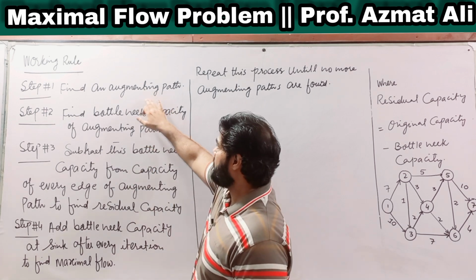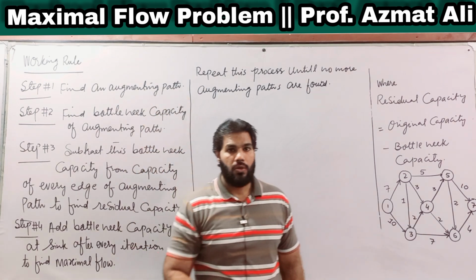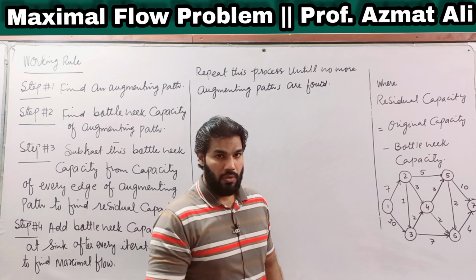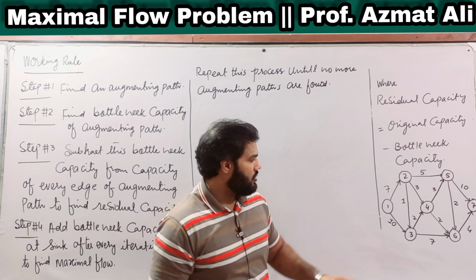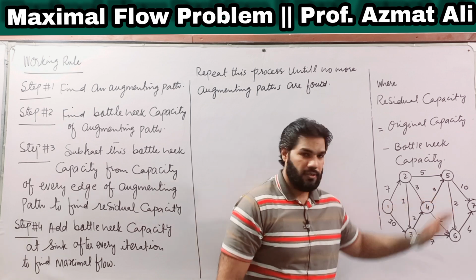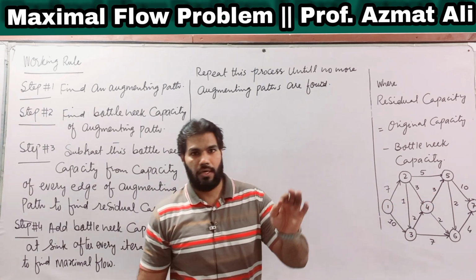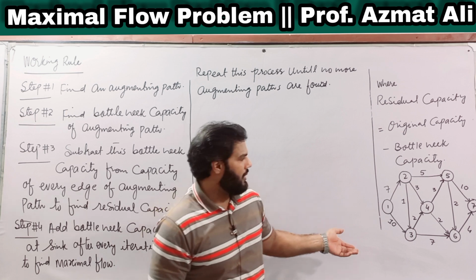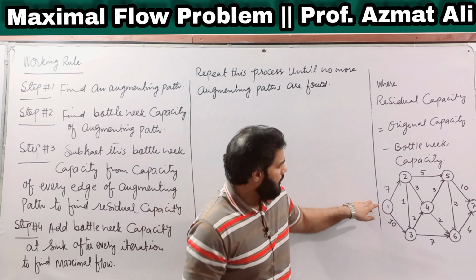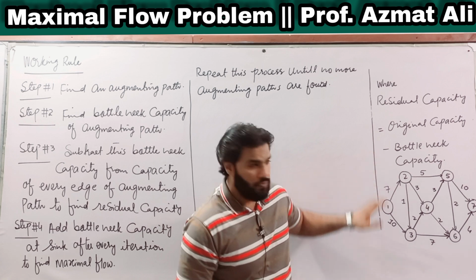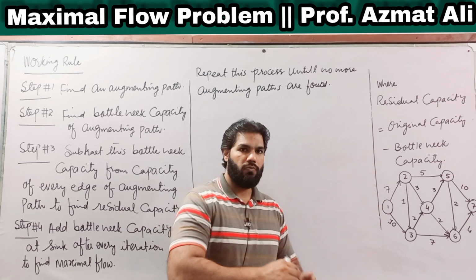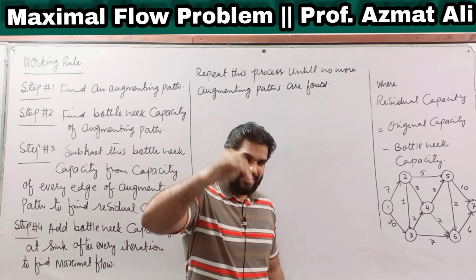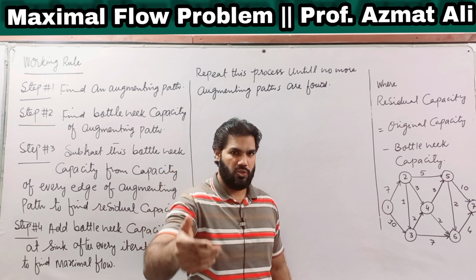Firstly, find an augmenting path. You can choose any augmenting path. What is augmenting path? A path that joins source to the sink. Here the arrow's direction also matters. For example, from node 1 to node 2, the arrow is from node 1 to node 2. That has a 7 unit flow. But there is no reverse direction. That is, the reverse flow is not possible here.